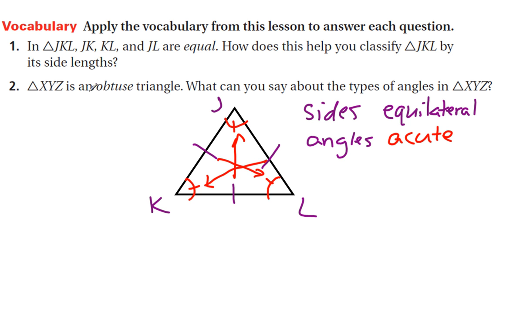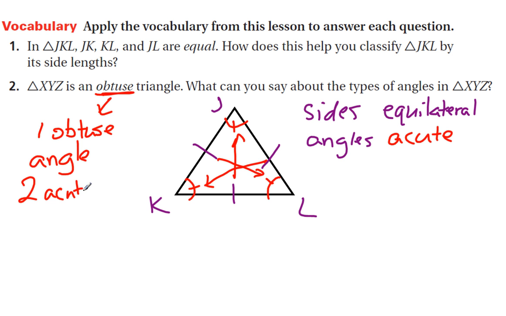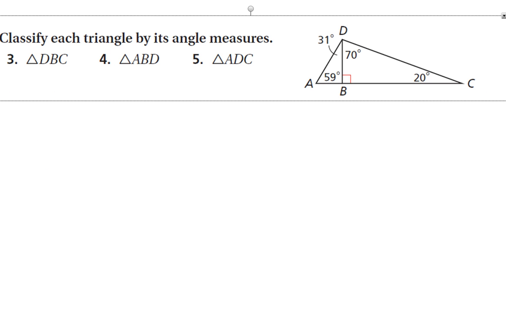Alright. XYZ. You know the triangle. I'm not going to draw it though. It's obtuse. What can you say about the types of angles in XYZ? Well, if it's obtuse, we know it has to have one obtuse angle. And then we just talked about it. We said that every triangle has 2 acute angles. Okay, so just by saying what type of triangle it is, we can identify all three angles within that. So this isn't so bad. Alright, pause it again.